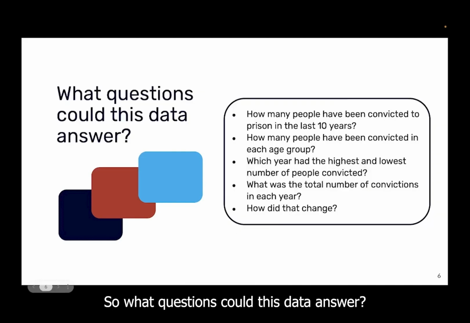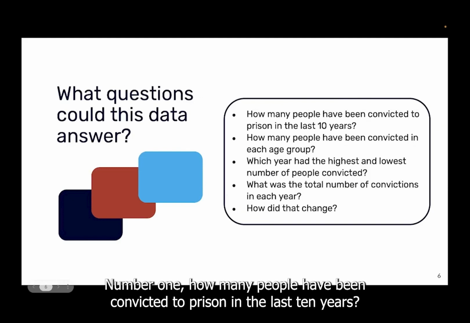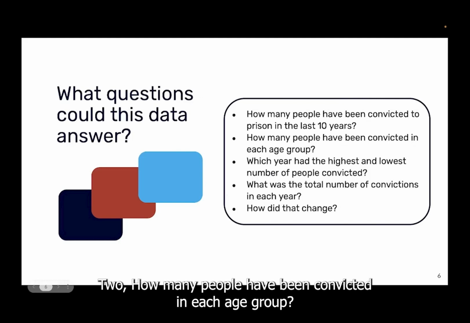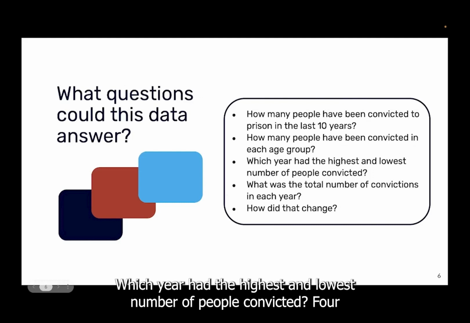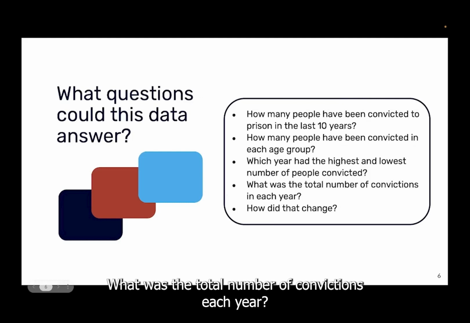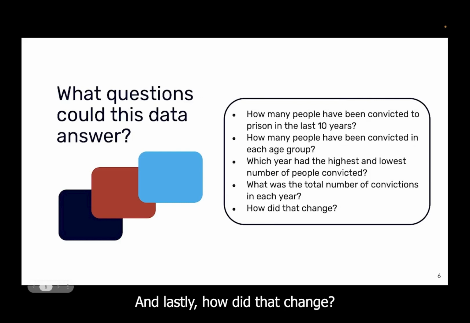So, what questions could this data answer? Number one, how many people have been convicted to prison in the last 10 years? Two, how many people have been convicted in each age group? Three, which year had the highest and lowest number of people convicted? Four, what was the total number of convictions each year? And lastly, how did that change?